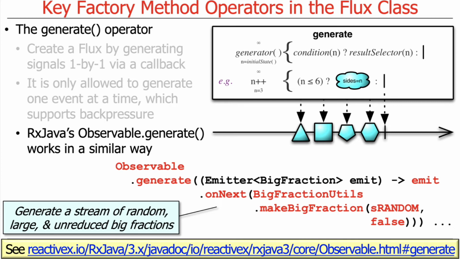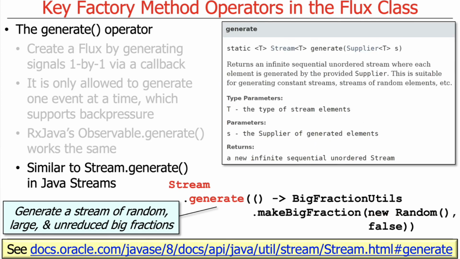RxJava has a generate operator that works in pretty much the same way that the generate operator works on Flux, same kind of idea. And Java streams also have a generate operator, or operation as they call it in streams, which can work the same way. It'll basically generate an unbounded number of things.